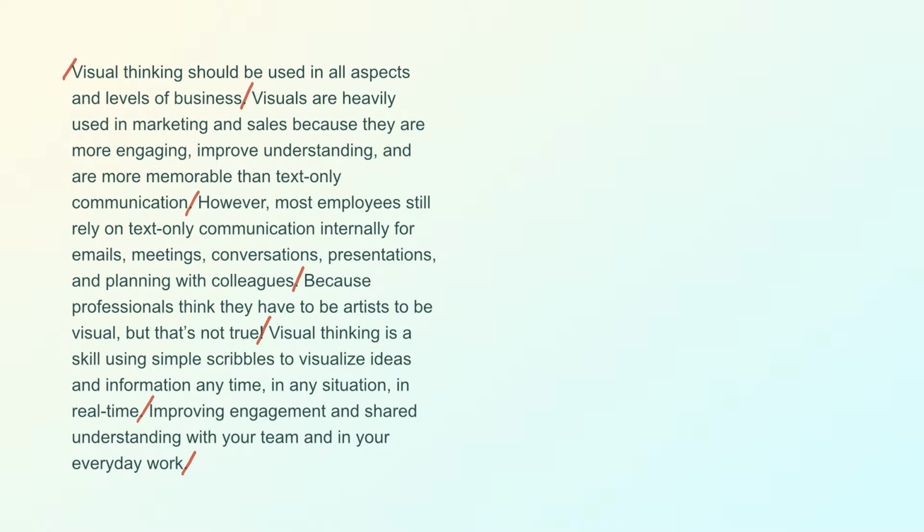Sentence 1, what? Visual thinking. Sentence 1, where? Business. This is our central idea. We can write visual thinking and draw a marker, and we can draw an office building to represent business. Sentence 2, what? Visuals are better than text. Sentence 2, why? Visuals are more engaging, understandable, and memorable.